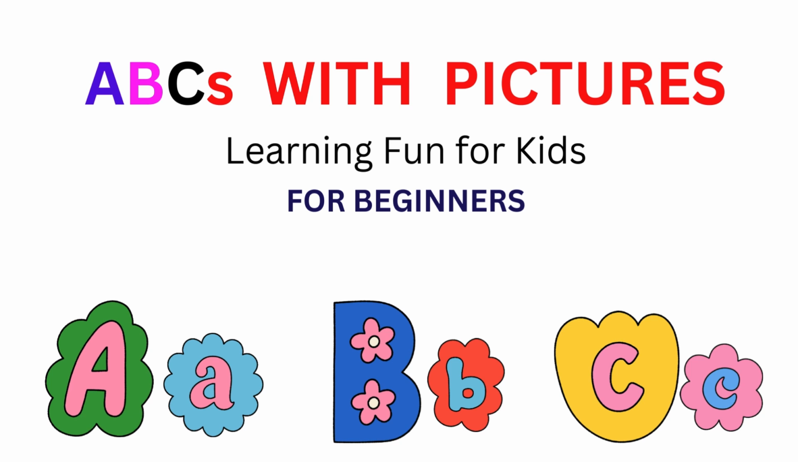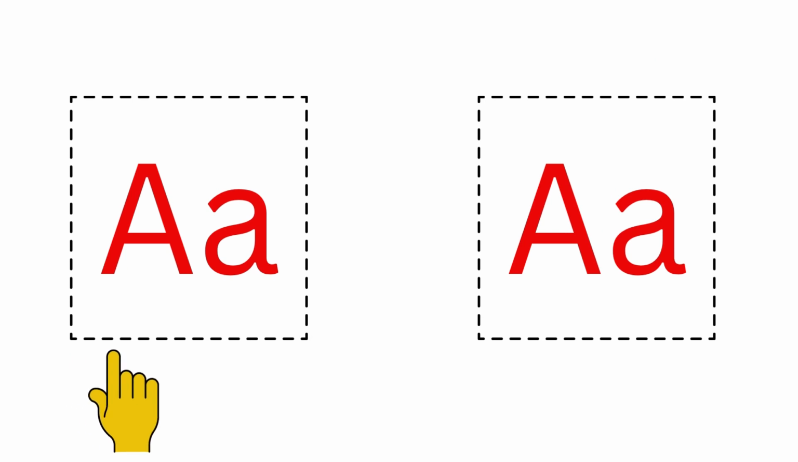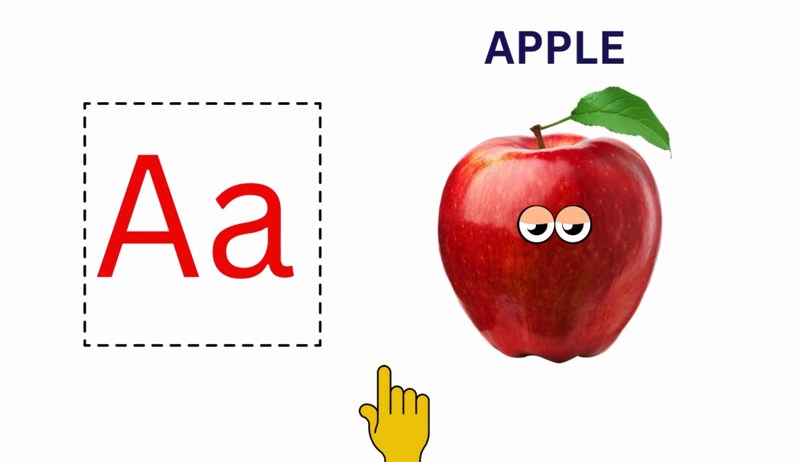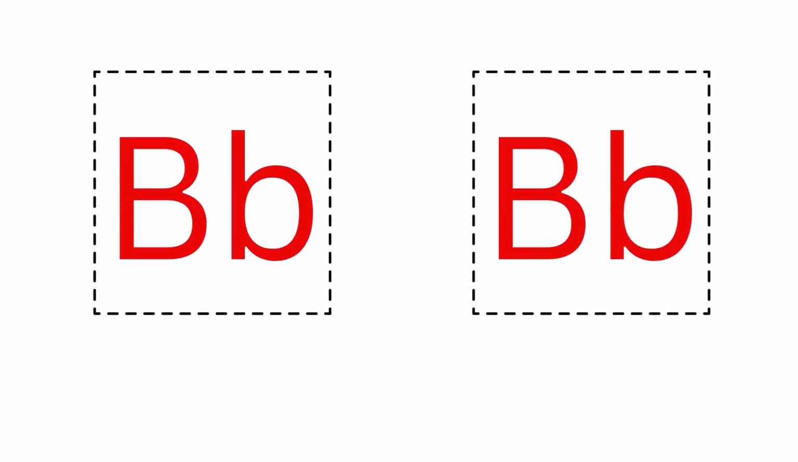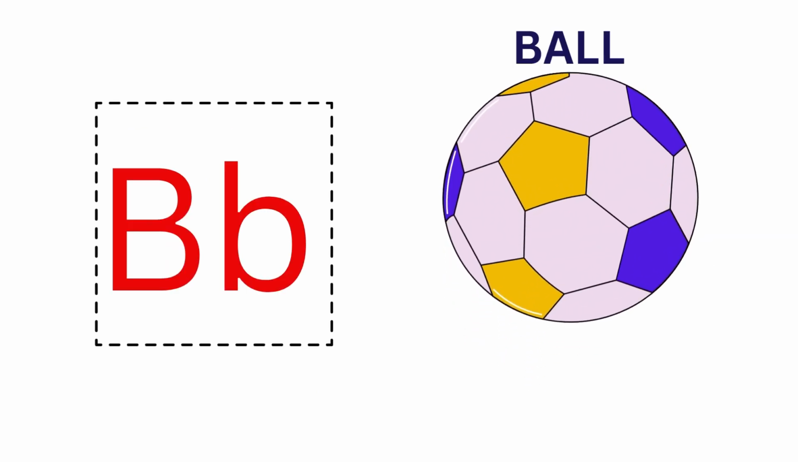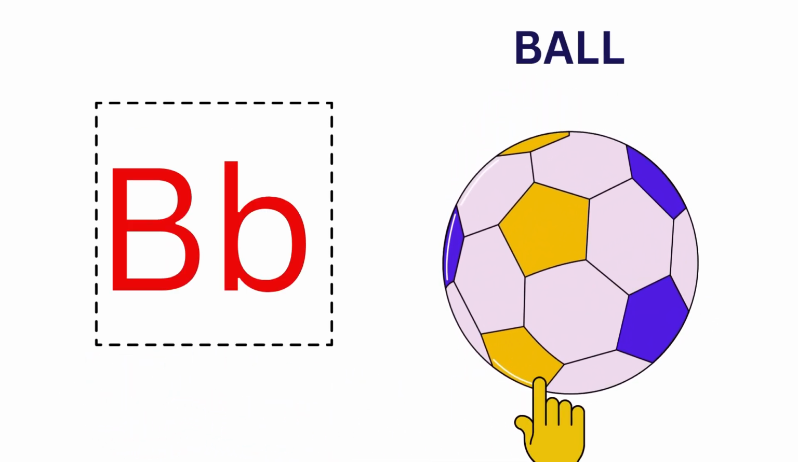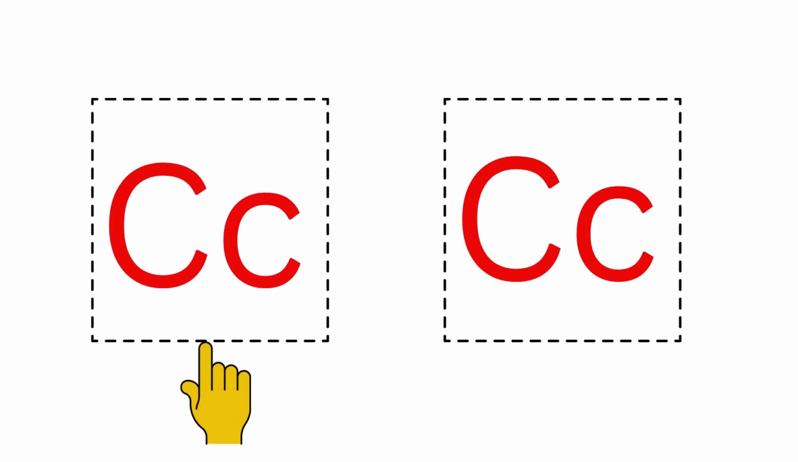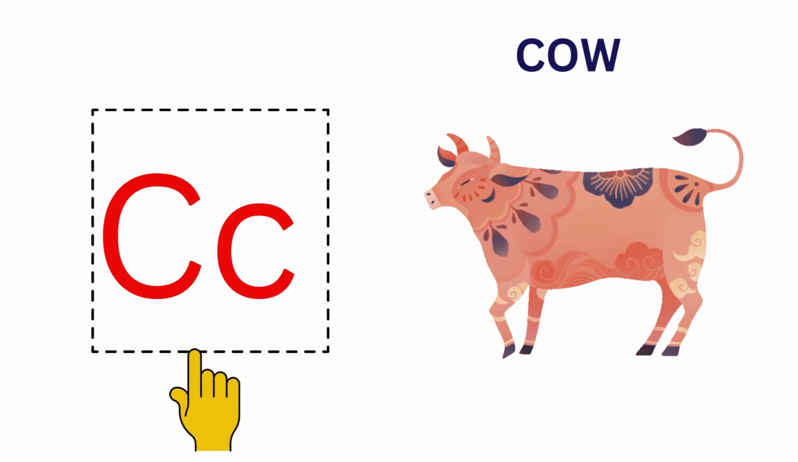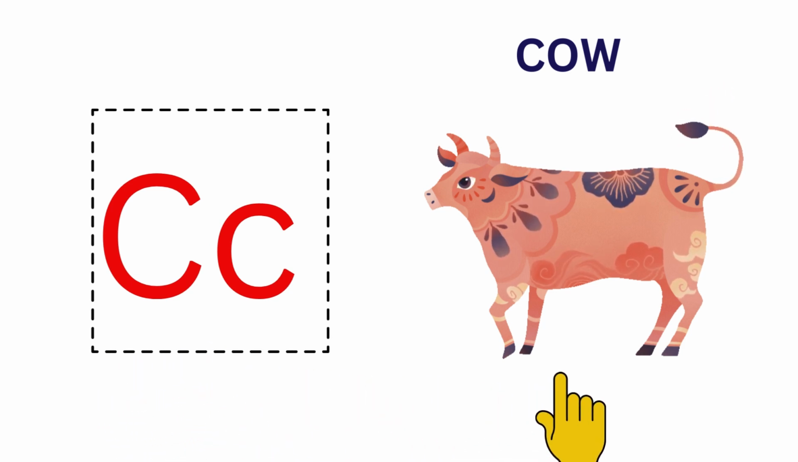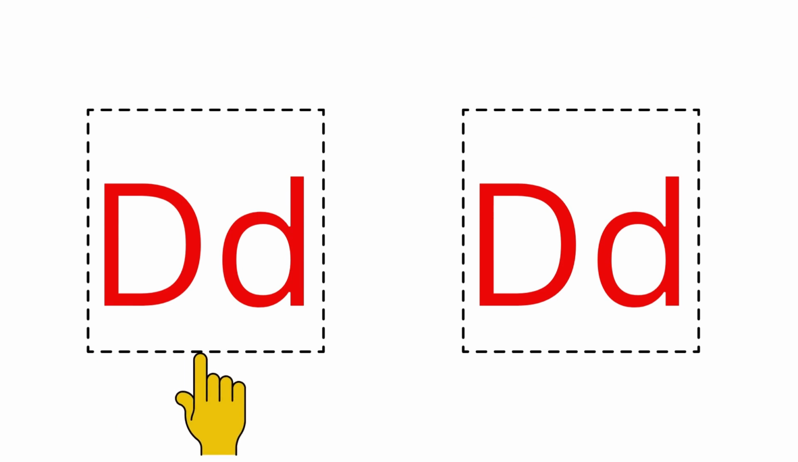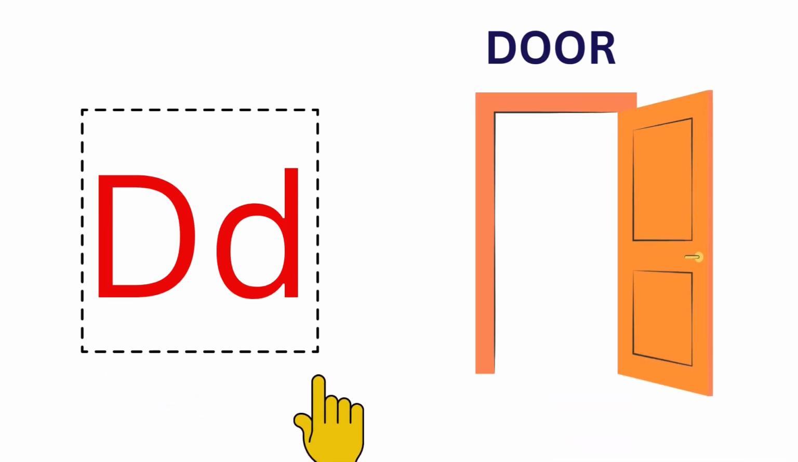Let's get started. A. A for apple. B. B for ball. C. C for cow. D. D for door.